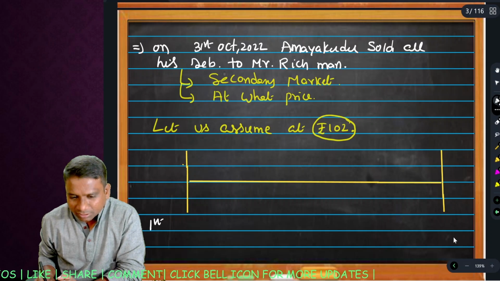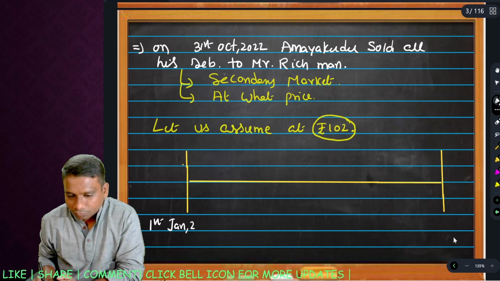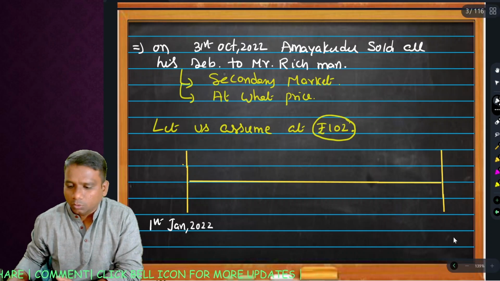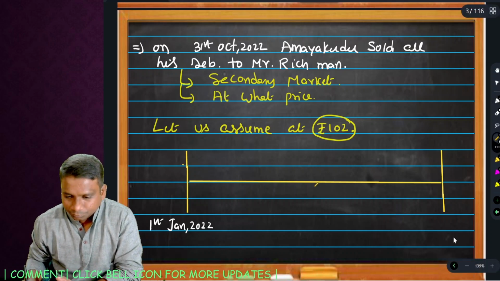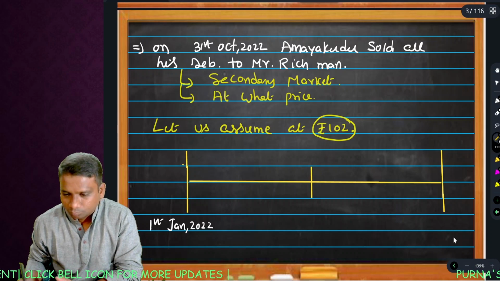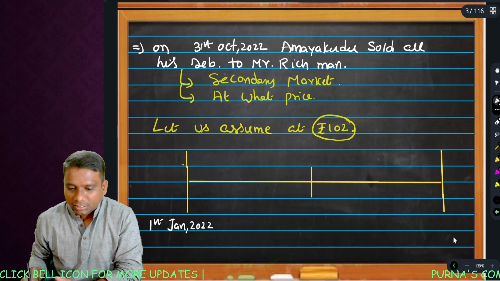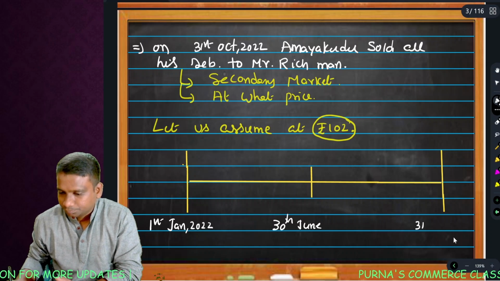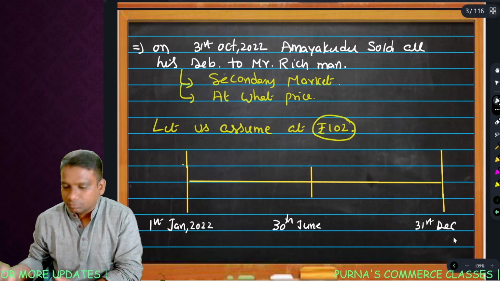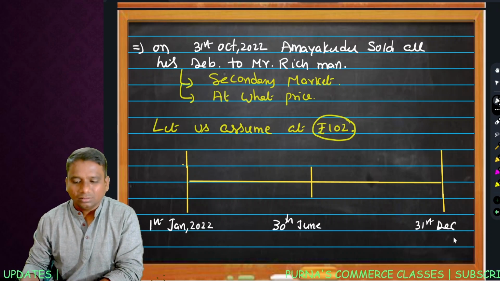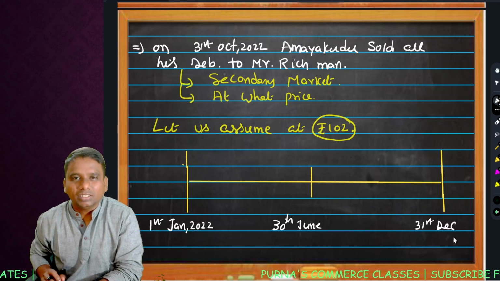I have purchased debentures on what date? 1st January 2022. Okay, fine. Company pays interest on what dates? 30th June, 31st December. Okay. Fine. Richman is saying, why are you telling all these details to me?